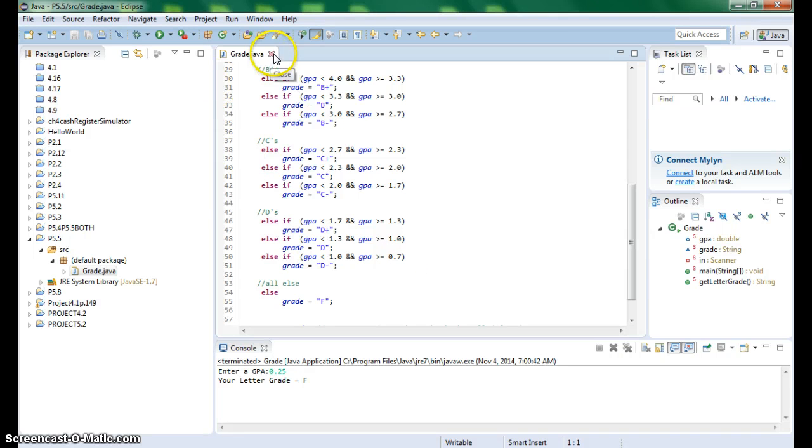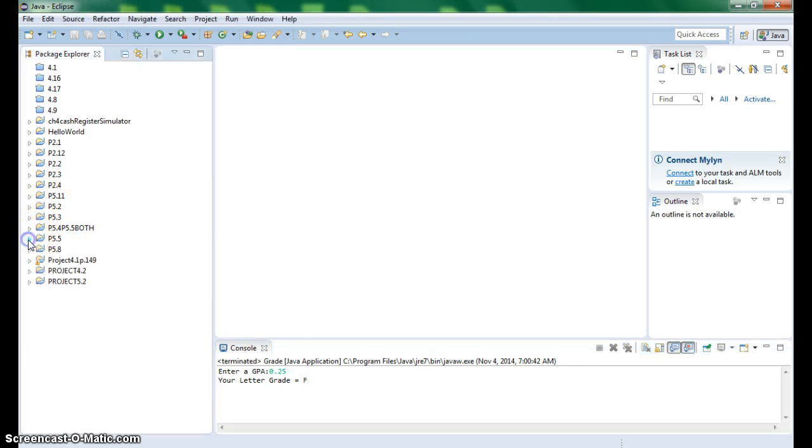Okay, well there were my 5 mini projects, and this is finally done, and I'm sorry it took so long, but there you have it. I'm going to hit done.